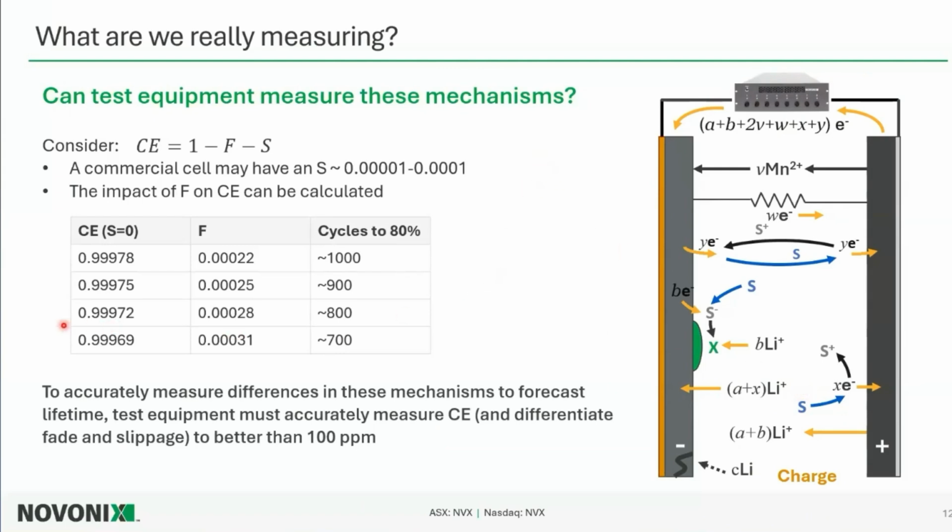And some back of the envelope math would tell us that if we wanted to, very early in cycle life, predict the difference between 800 and 1,000 cycles to 80%, that we would need to be able to measure the difference in Coulombic efficiency of 0.99972 and 0.99978. So this is a very small difference, which means that your equipment would need to be able to calculate Coulombic efficiency and each of its constituents to better than 100 ppm of accuracy and be very precise about it as well.